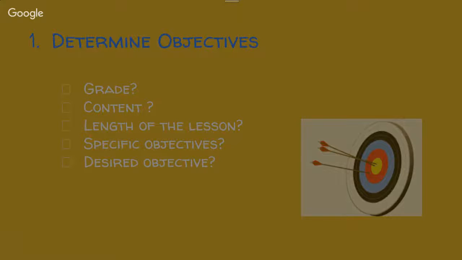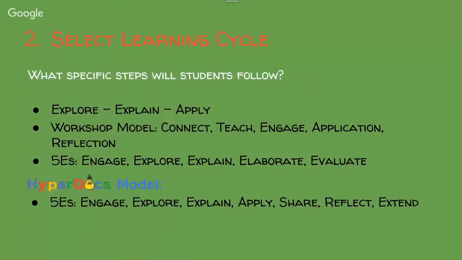Once you have that clear, you can select the learning cycle. The learning cycle is what specific steps your students will follow. You can select an explore, explain, apply model, a workshop model, maybe the 5 E's where you see engage, explore, explain, elaborate, and evaluate. Or you can reach even farther into the Hyperdocs model, which includes the first 3, and then you have apply, share, reflect, and extend. How much do you want to extend?